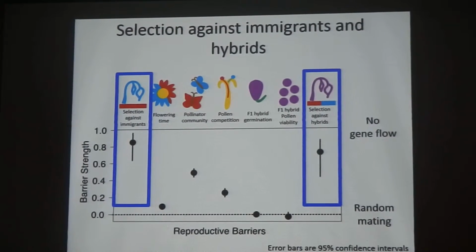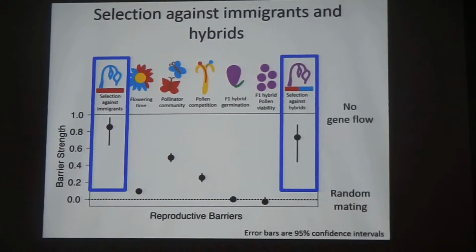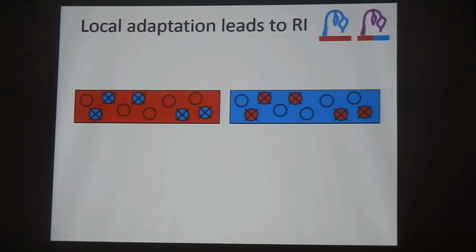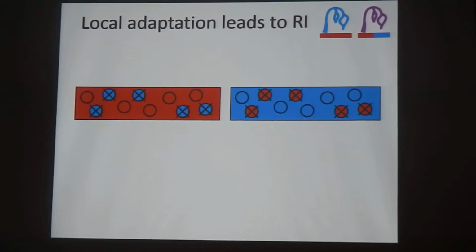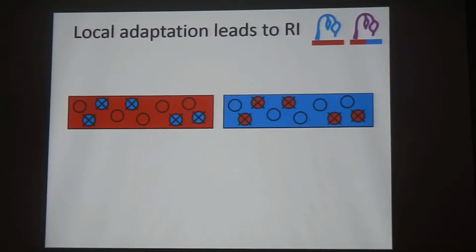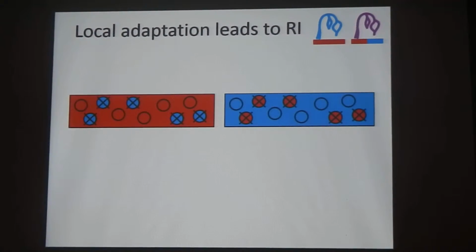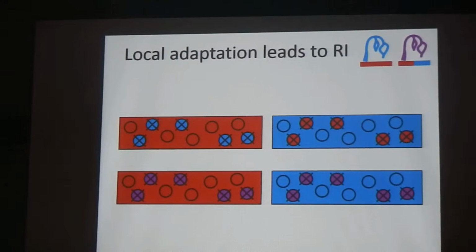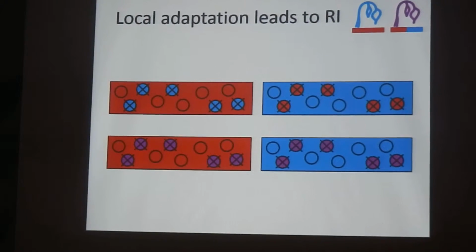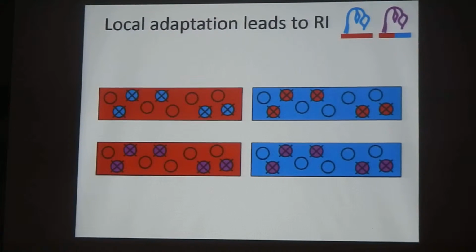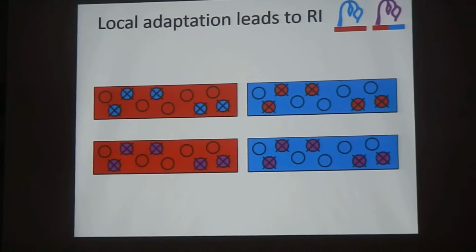Okay, so let's start with selection against immigrants and hybrids. It's relatively easy to understand how these barriers might have arisen. If you have divergent natural selection in 2 different environments, that will often lead to local adaptation, which is essentially selection against immigrants. Furthermore, if the hybrids have an intermediate phenotype that doesn't match either of the environments, you can get selection against those hybrids, which is the other barrier that we found.